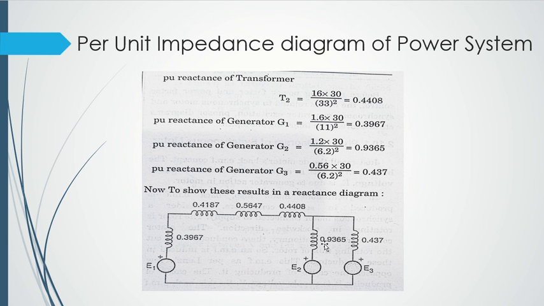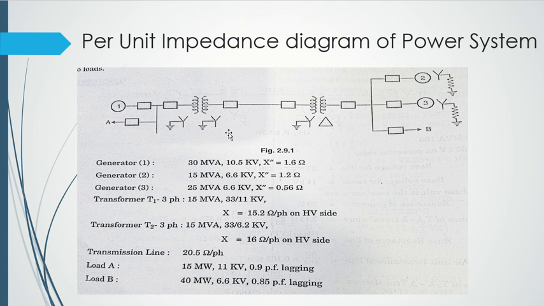See here, for generator G2, what was the per unit reactance value? It was 0.9365. So we are mentioning 0.9365 here, and the per unit reactance value for generator G3 was 0.437. So we are mentioning 0.437 over here. This is your complete reactance diagram of the power system which we have represented with the help of the single line diagram.